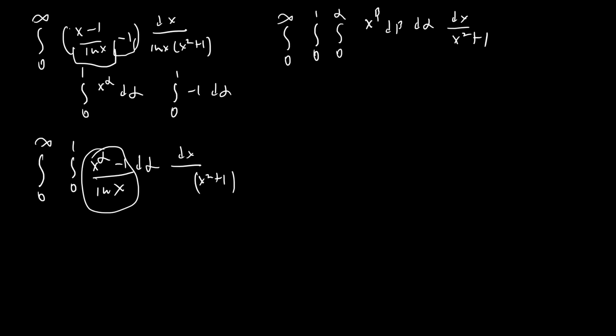Now let's go ahead and just bring the x integration all the way inside so that we can deal with that pretty easily. So we're going to get the integral from 0 to 1 of the integral from 0 to alpha of the integral from 0 to infinity of x to the beta over x squared plus 1 dx d beta d alpha. So this integral of x to the beta is actually very straightforward and simple to do.